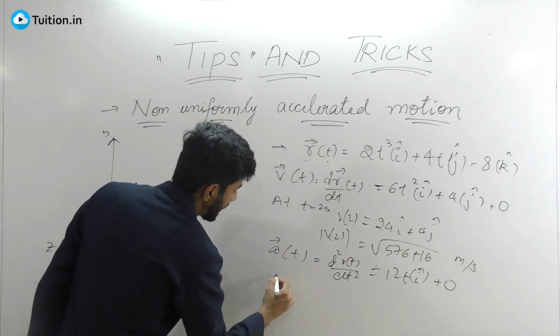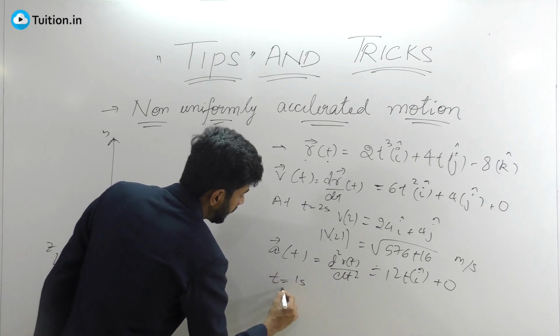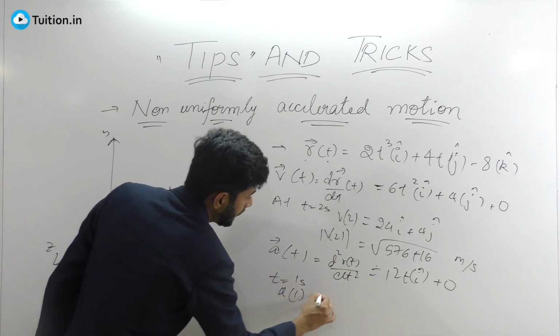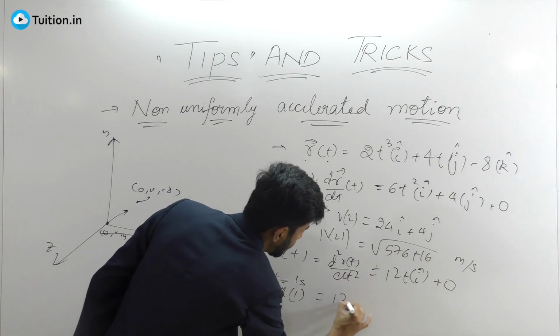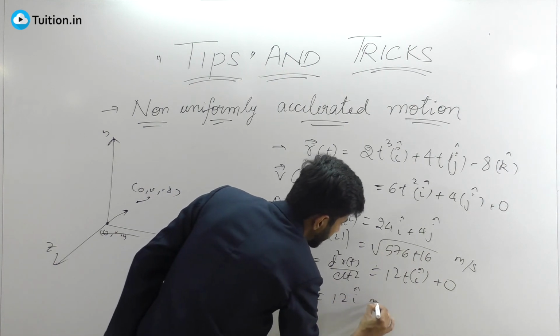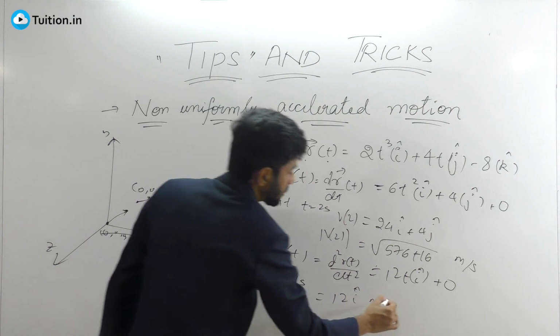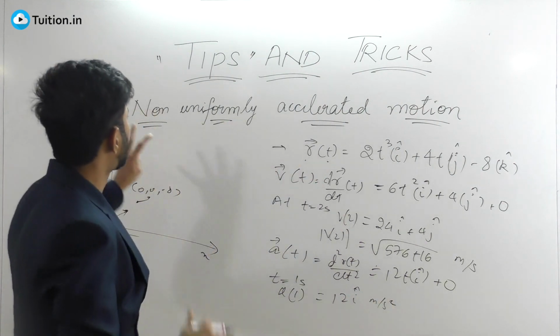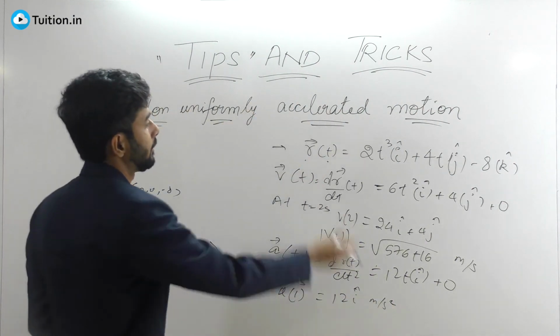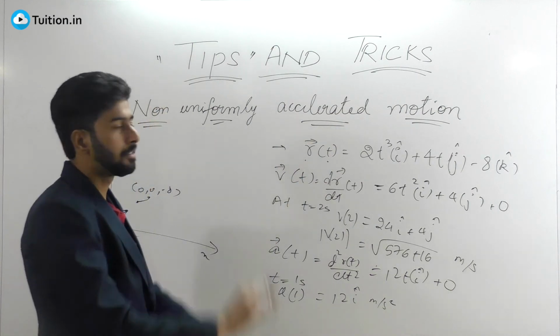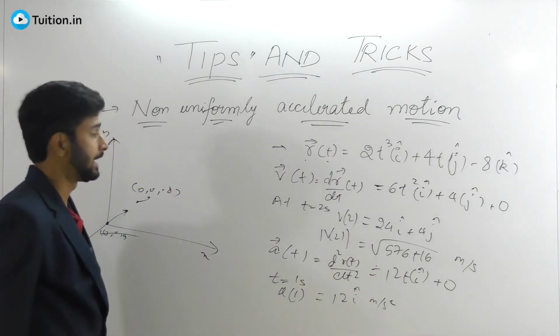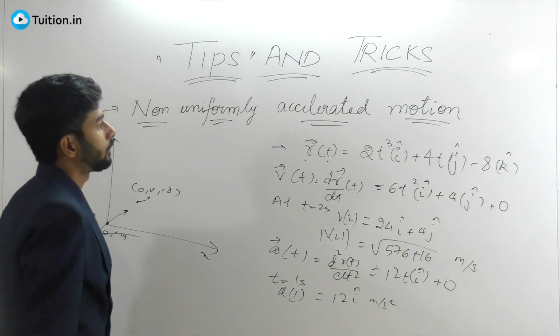So, if I ask you what is the acceleration at t equal to 1 second, then a at t equal to 1 second is nothing but you will put t equal to 1 here, you will have 12i meter per second square, which is your acceleration here. So, whenever you are to deal with non-uniformly accelerated motions, and if you have such a quantity given with you, you can always manipulate it to get all the other quantities, right. So, with this, that's how you deal with non-uniformly accelerated motion.